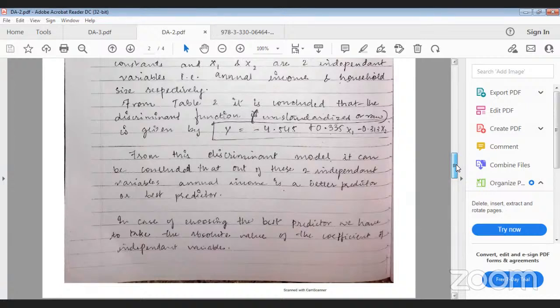If it is also positive, then which one is better? Always you have to take the absolute value for comparison. That means 0.335, that is your positive value. Another value is coming negative, so you have to take it as positive. Compare these two values, 0.335 and 0.313. 0.335 is more than 0.313. That's why annual income is the best predictor.